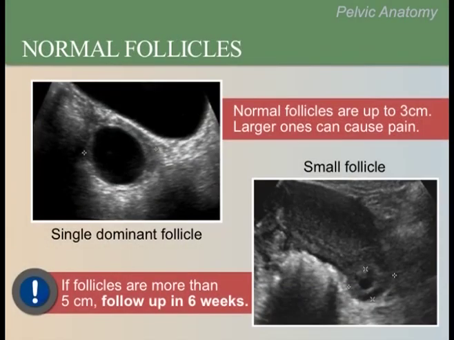Follicles can vary in size, and that is normal. Here we show both a single dominant follicle that is a bit larger on the left and a small follicle on the right. They are outlined here to make them more obvious. Most follicles are less than 3 centimeters in size, but if the follicle measures more than 5 centimeters, it might cause pain, and you should follow up with another ultrasound in 6 weeks.